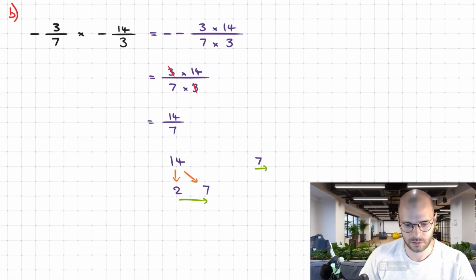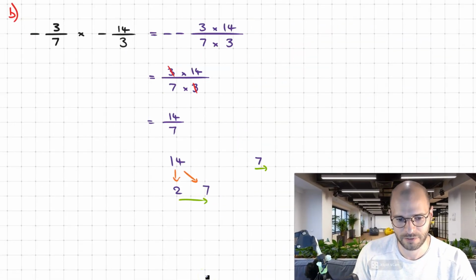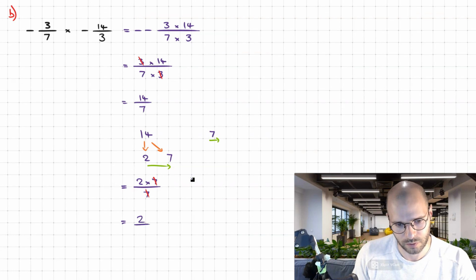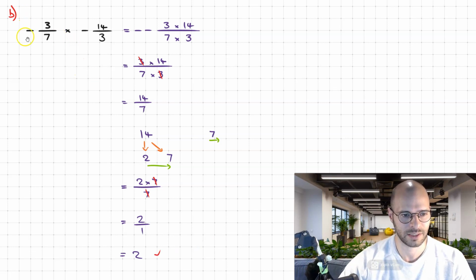Moving along, we go back to our fraction and we write our fraction as the product of our factors. I have 14 upstairs, or I can write 2 by 7. Downstairs we have 7. We cancel the double up, so the 7's are killed. Hence, we have 2 over 1, which is the same as saying 2. So in summary, the multiplication of negative 3 over 7 times negative 14 over 3 is the same as saying 2.